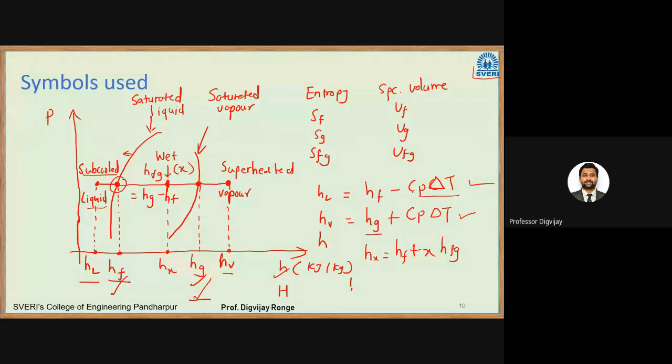So these are the symbols generally used: hf, hg, and if you take the difference between hg and hf, that will give you hfg. If you remember this, you have already used it in applied thermodynamics while solving the Rankine cycle examples. Similar symbols we are using in the VCR cycle.